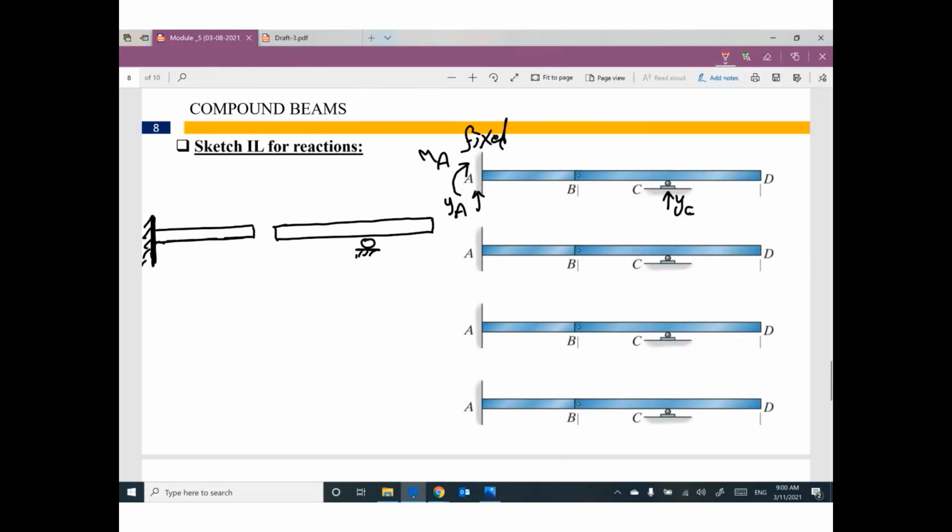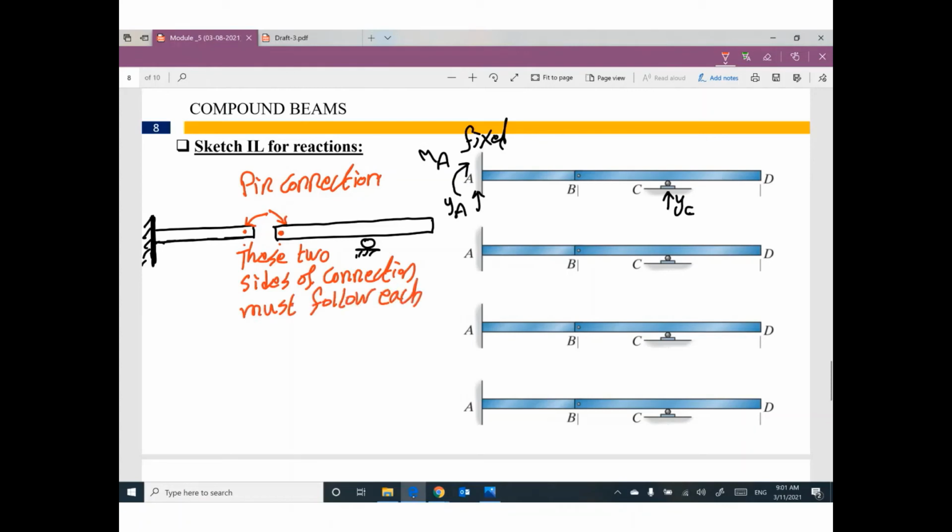Between the two parts, this point and this point, we have pin connection. Pin connection means the two sides of connection must follow each other. That makes sense?